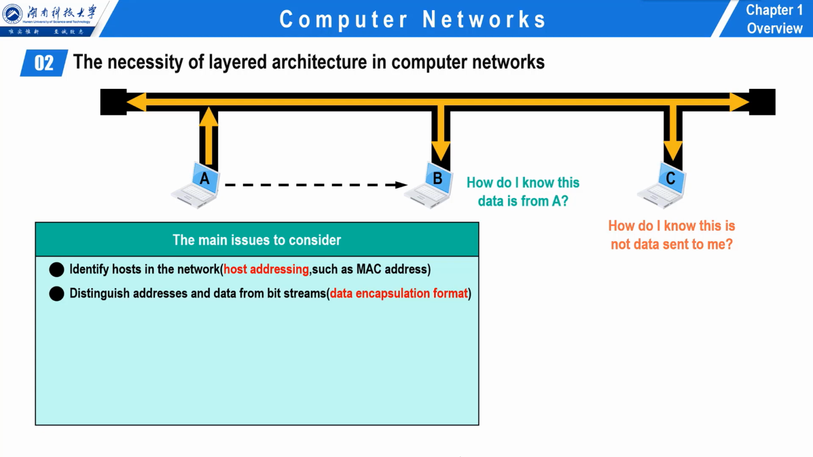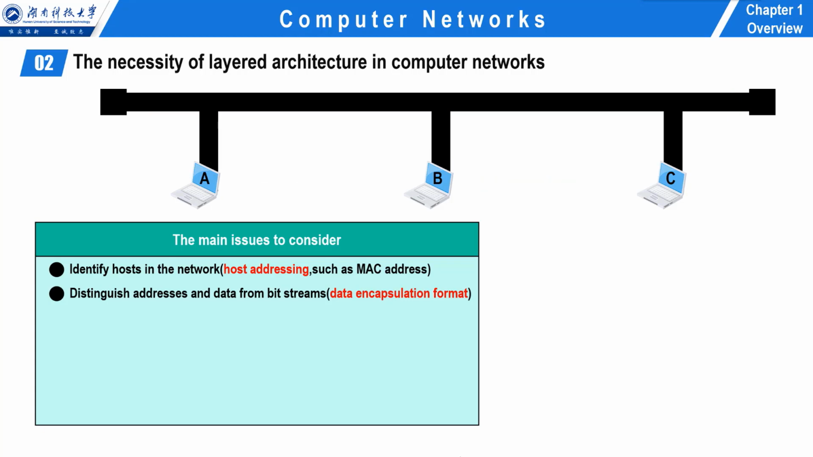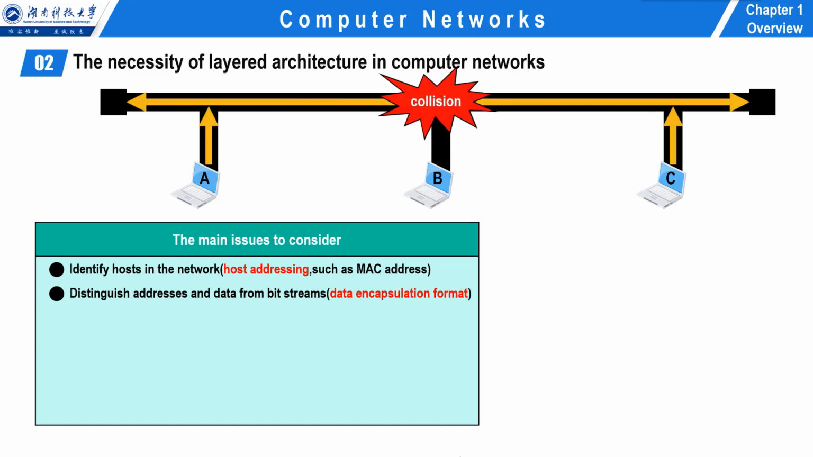Furthermore, for bus networks, there may be collisions when multiple hosts contend for the bus. For example, if the bus is idle at a certain moment, meaning no host is using it to send data, but a moment later, hosts A and C simultaneously use the bus to send data, this will inevitably result in signal collisions. Therefore, coordinating the contention for the bus among hosts is also a problem that must be solved.